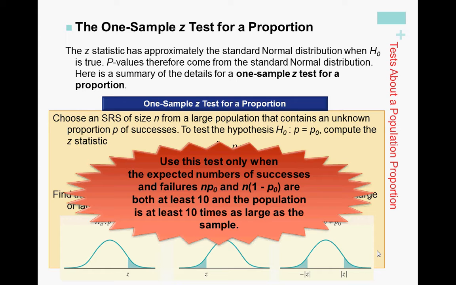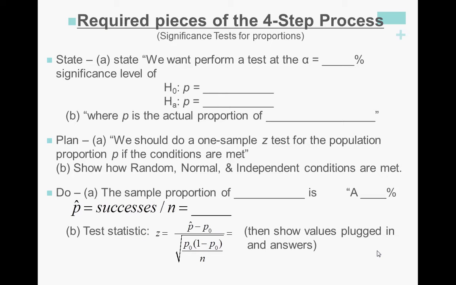Okay, here I've laid out for you the required pieces of the 4-step process. Since we're about to do an example, I'm not going to read through all this right now. We will be doing this, though, in just a couple slides in an example. But this really helps you see what needs to be said, what we need to do when we're doing a 4-step process with significance tests for proportions. This is on 2 slides. So we've got the state, the plan, the do. And then there's more do.